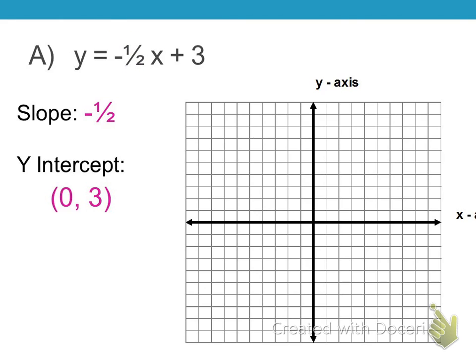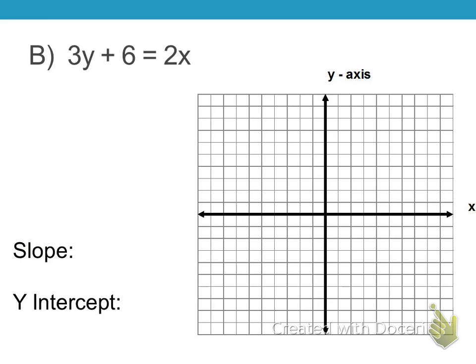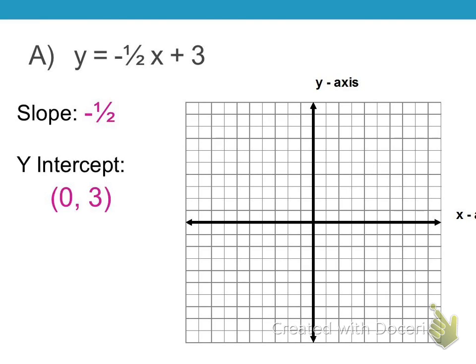So begin at 0, 3. And then move according to your slope. So our slope has a rise of -1 and a run of 2. So down 1, right 2, and then just keep it going. Down 1, right 2. 3 points is enough for me. Arrows on the ends. Raise your hands if you have any questions on this.